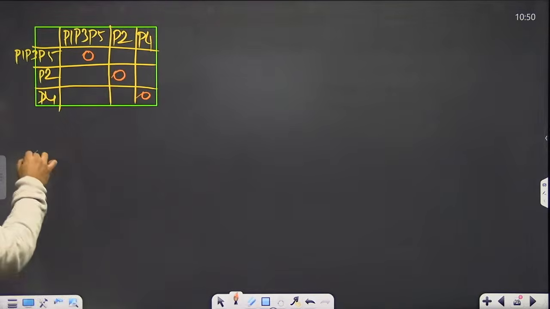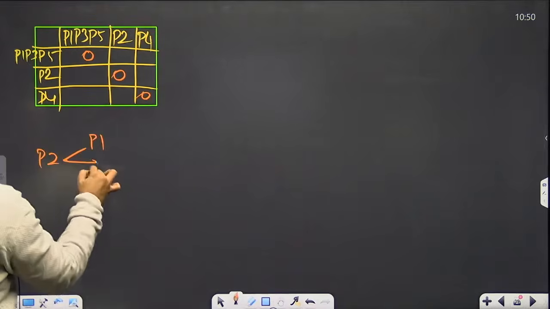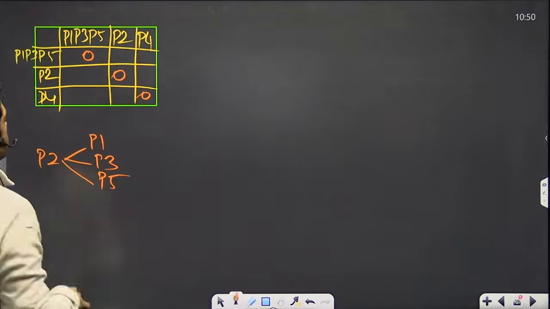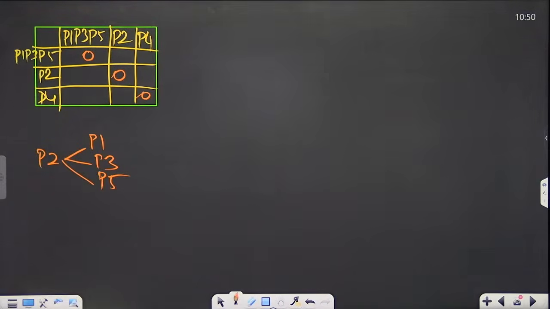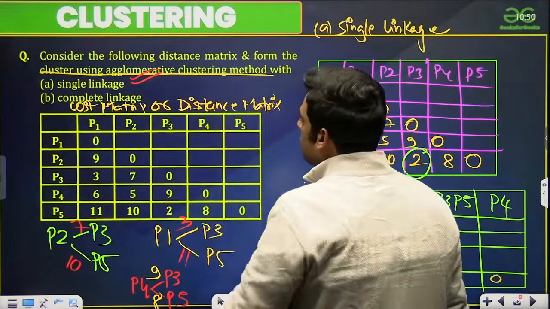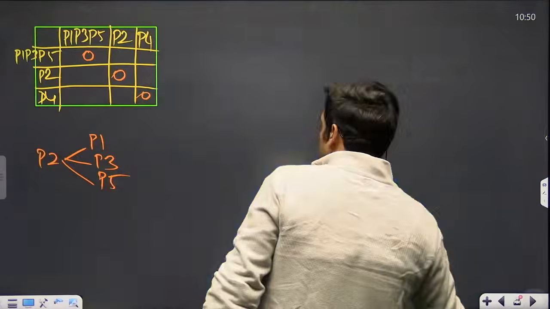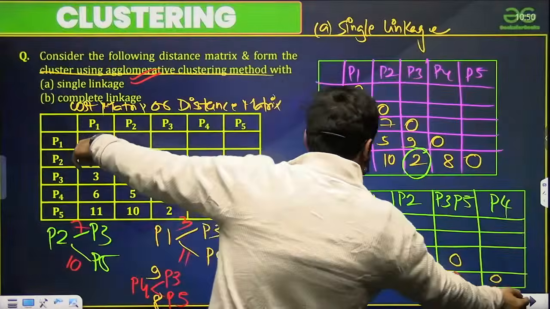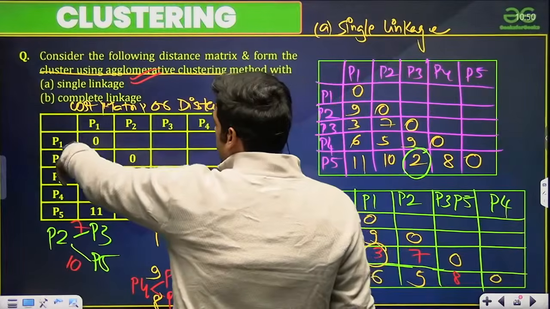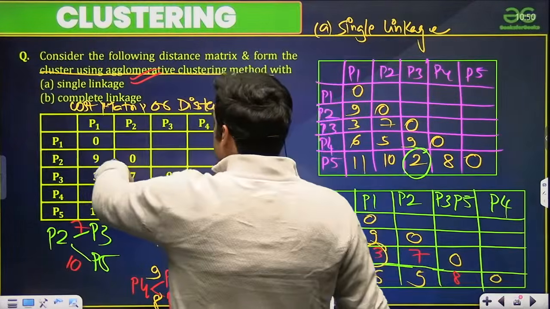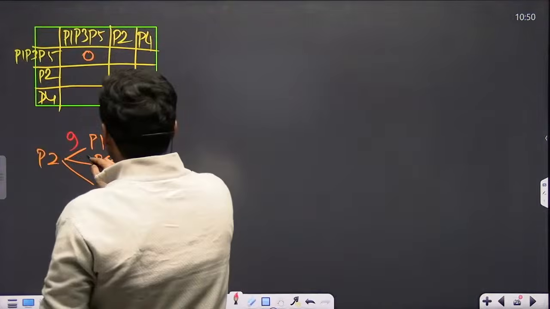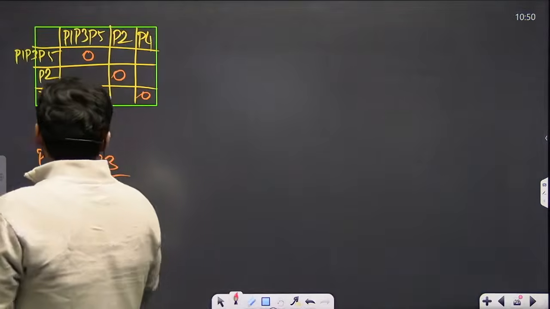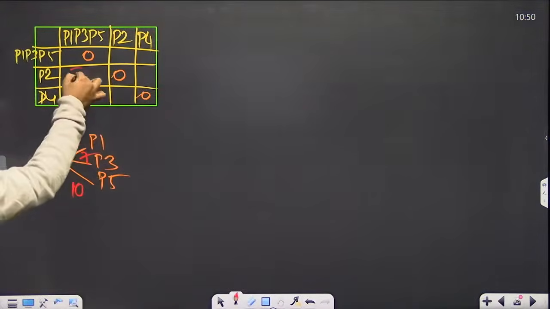Now I have to find the distance of P2 from P1, from P3 and from P5. Now let me check the distance of P1 from P2. This is 9. P2 to P3, this is 7. And what is P2 to P5? P2 to P5, this is 10. Okay, so now the minimum of 9 7 10, so here I would write 7.